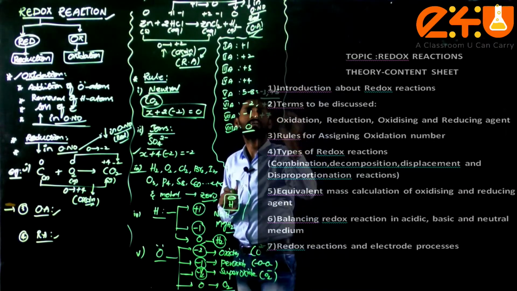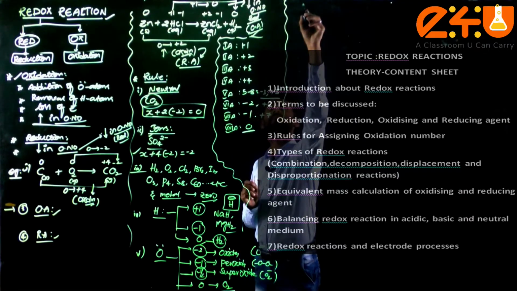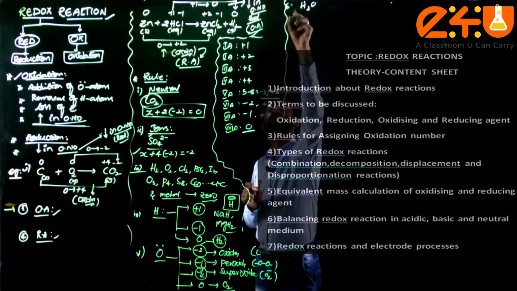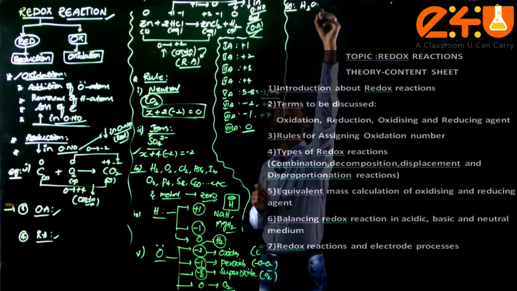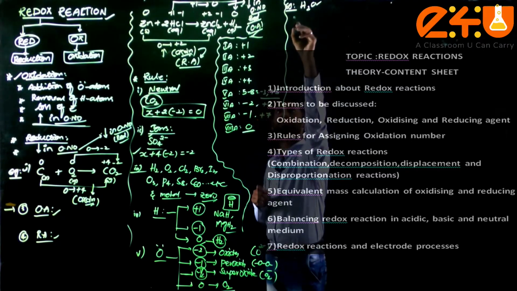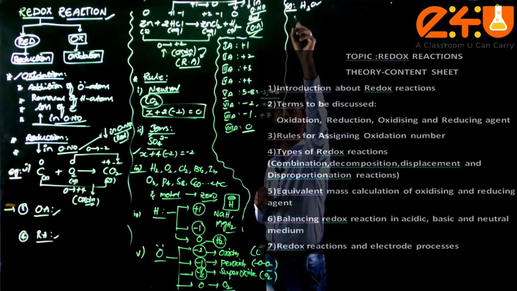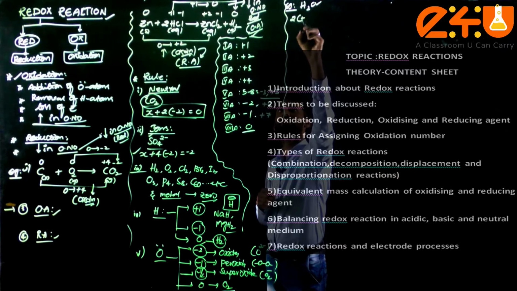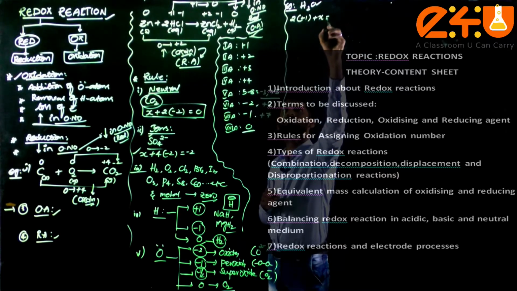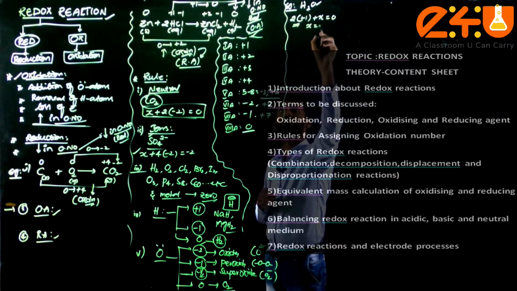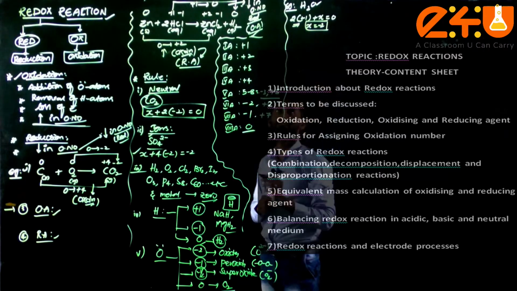Okay, next one, let me calculate how to do it. For example, the best example is H2O. I want to calculate the oxidation number of oxygen. The sum of the oxidation states of all the elements: 2 into each hydrogen atom, which we already discussed as +1, plus x is equal to 0. That implies x is equal to -2 oxidation state.